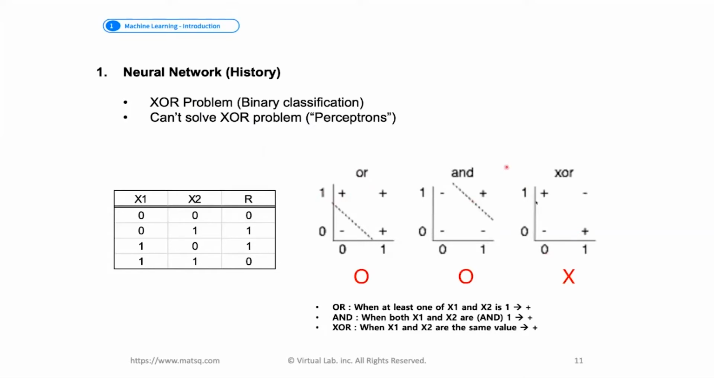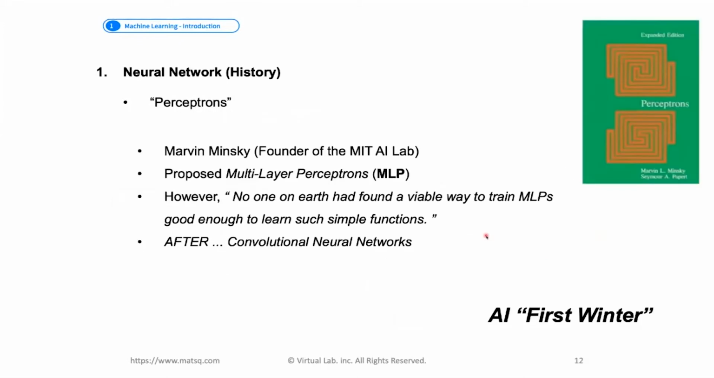I cannot separate it by a line. Okay, this is the very famous problem, the XOR problem. Professor Marvin Minsky mentioned this simple problem can be solved by a multi-layer perceptron. However, no one on Earth had found a feasible way to train a multi-layer perceptron well enough to learn such a simple function. It means we can solve it with a multi-layer perceptron, but it is very difficult because too many variables exist. So it is impossible.